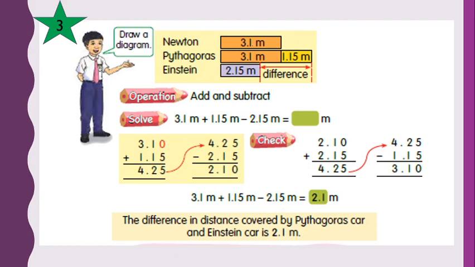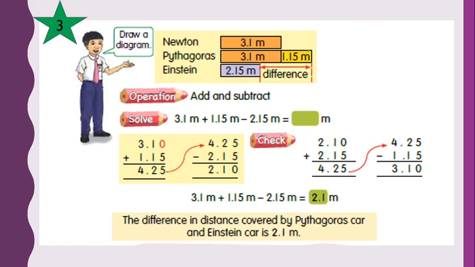Newton 3.1 meter. Pythagoras is 1.15 meter more than Newton. Okay, Pythagoras tadi adalah 1.15 meter lebih daripada Newton. Itu kena faham. Newton 3.1 meter. Pythagoras 1.15 meter lebih daripada Newton. Jadi dia lebih panjang jarak dia berbanding dengan Newton. Alright. Manakala Einstein tu 2.15 meter.